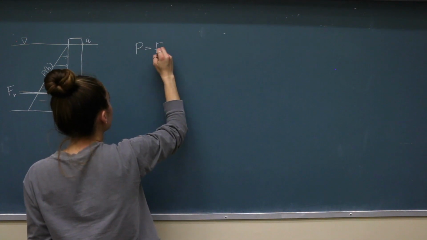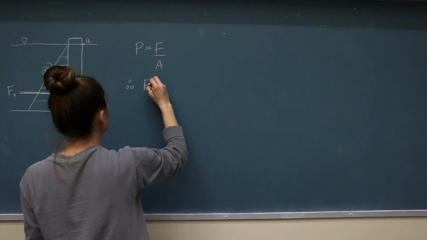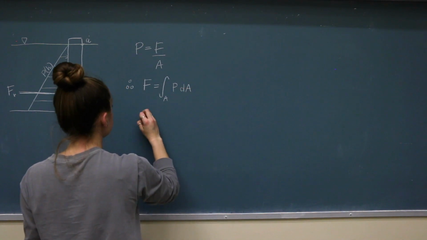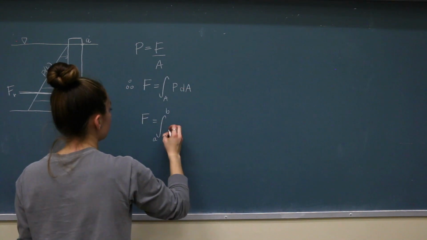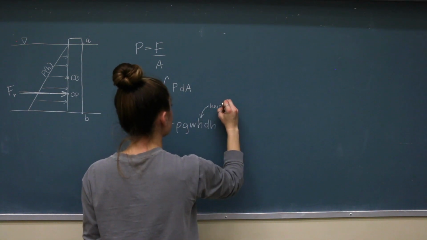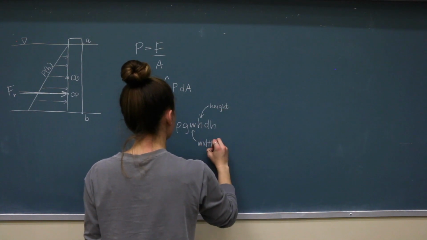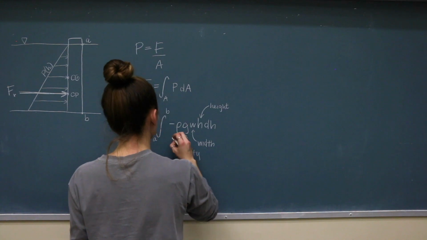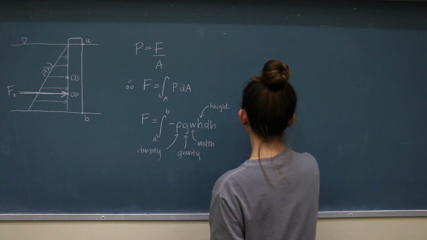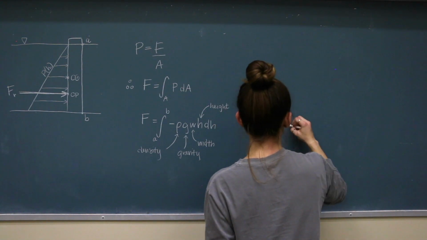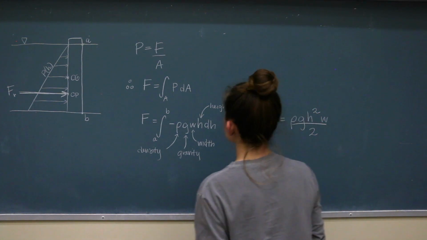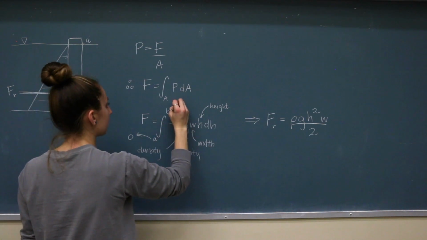We know that pressure is equal to force divided by area. Therefore, force must be equal to a collection of pressures over a given surface area. In our situation, this means that the resultant force is equal to the integral from A to B of negative rho g w h dh, where rho is the density, g is gravity, w is the width of the wall into the page, and h is the height of the wall. In the end, this simplifies to our resultant force being equal to rho g h squared w over 2, when we make A 0 and B h, the height of the submerged surface.